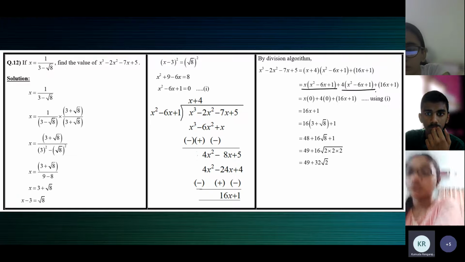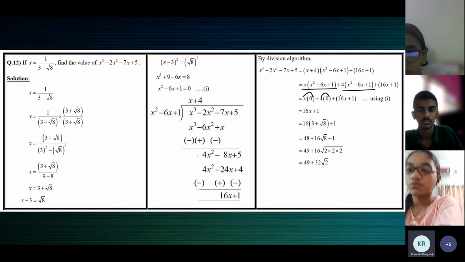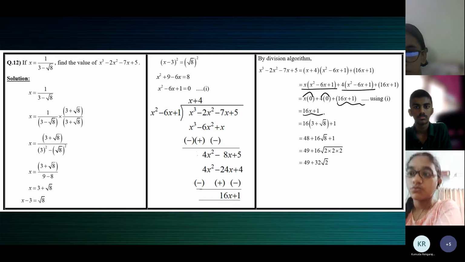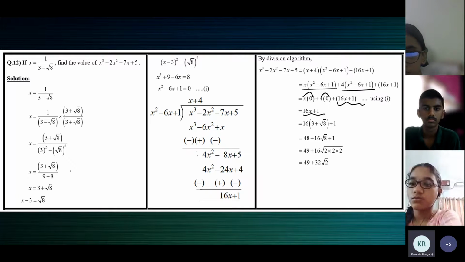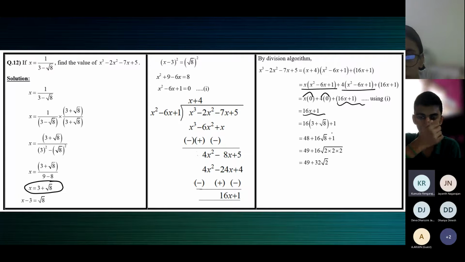Plus 16x plus 1. So now x into 0 is 0. 4 into 0 is 0. So you're left with 16x plus 1. So that is 16 into what is x? What is x? You should use the rationalized denominator. What is x? 3 plus root 8. So 16x means 16 into 3 plus root 8 plus 1.